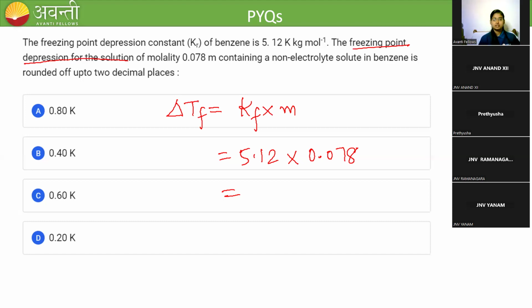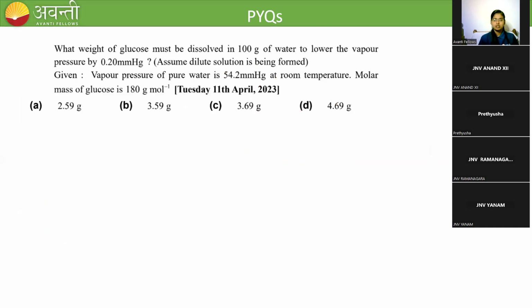Very good, Pratyusha. The correct answer is, actually you'll get some 0.3999 something, so it will be approximated to 0.40 Kelvin. Okay. Very good. Option B is the correct answer. Now coming to the next question.